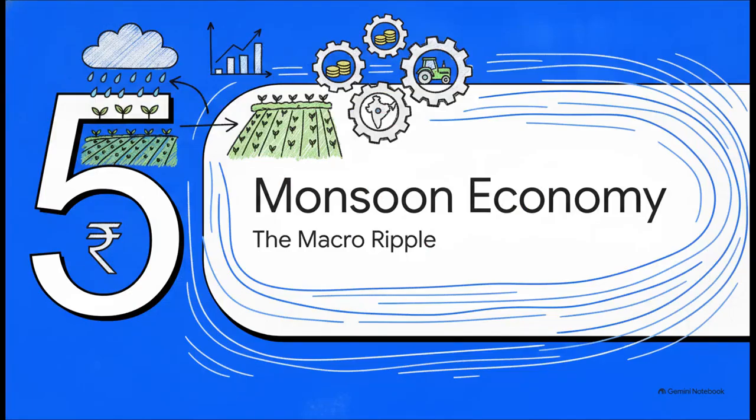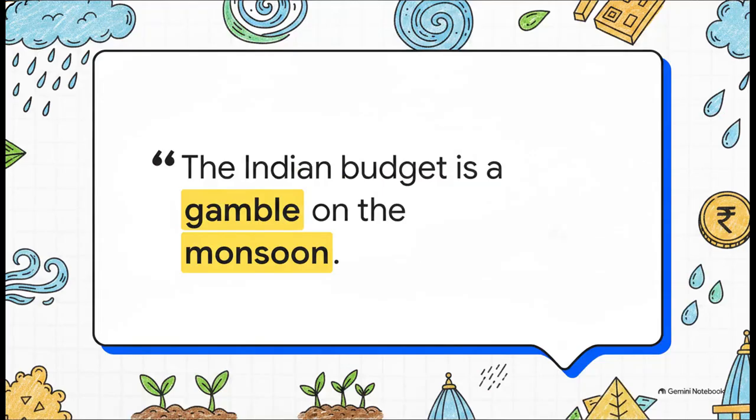Let's move to our final section, the monsoon economy connection. Because agriculture is so deeply tied to this climate system, those outcomes inevitably ripple outward to dictate the macroeconomic health of the whole country. Think about this quote from Guy Fleetwood Wilson, a senior British official back in 1909. He said, "The Indian budget is a gamble on the monsoon." Well, more than a century later, the House is still playing those exact same odds.